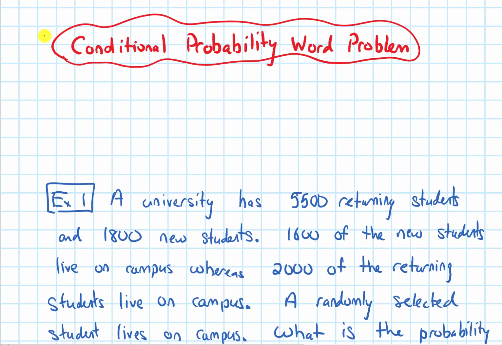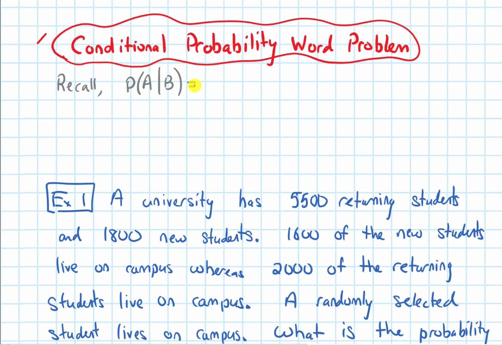In this video, we will do a conditional probability word problem. So I want to begin by recalling our formula for the conditional probability. The probability that A occurs given that B occurs, we could write as the probability of A intersection B divided by the probability of B, because we're given the condition that B has to occur. And that's why I remember that part. B has to be on the denominator.